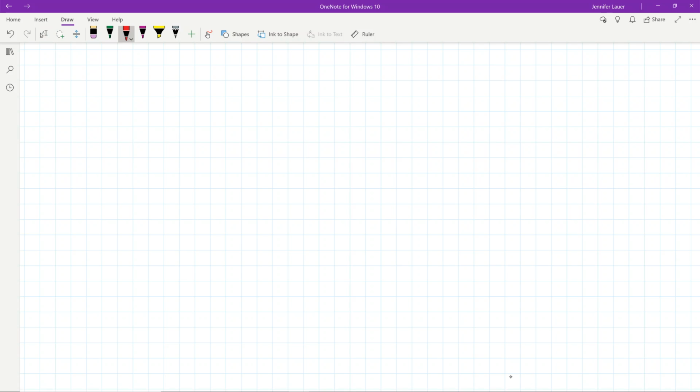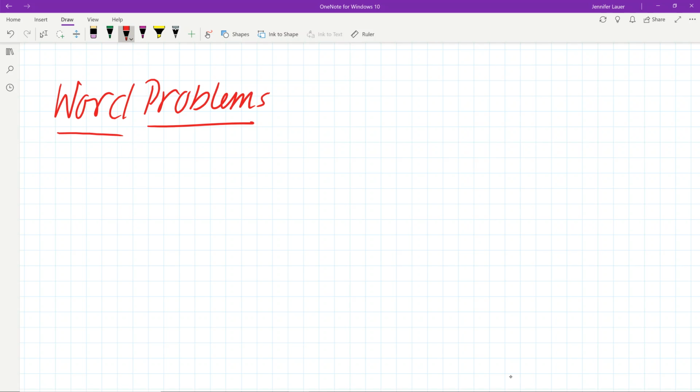Today we're going to be talking about word problems, and I know that's kind of a generic couple of words for a lot of different problems, but the ones I'm talking about today have to do with what we call the language of math, and that's where you're taking a word problem and you're turning it into symbols.